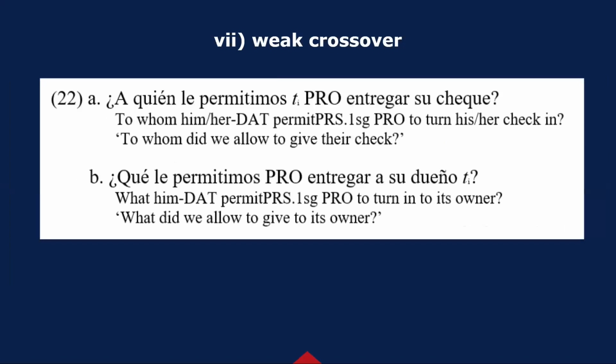On the contrary, in the sentence with permitir, the effect of weak crossover is not detected. Different from the dative argument in 21, the dative argument le in 22 is always in the position where it c-commands the direct object. Therefore, the examples in 22 are grammatical.